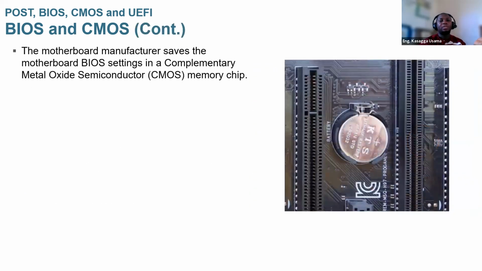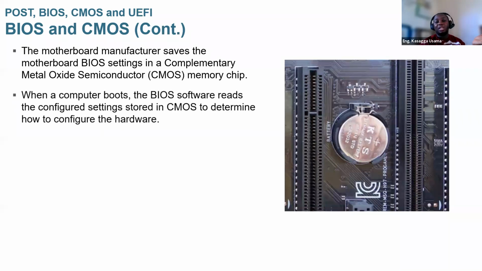Still talking about BIOS, motherboard manufacturers save motherboard BIOS settings in what we call the CMOS memory chip. That is the one that you see on your screen. That is the CMOS memory chip. Okay, so it is the one that you remove. It is like a battery which empowers our settings to carry on. So to avoid the issues of having your time changing, it is through that kind of chip, even to know what type of machine that you have.